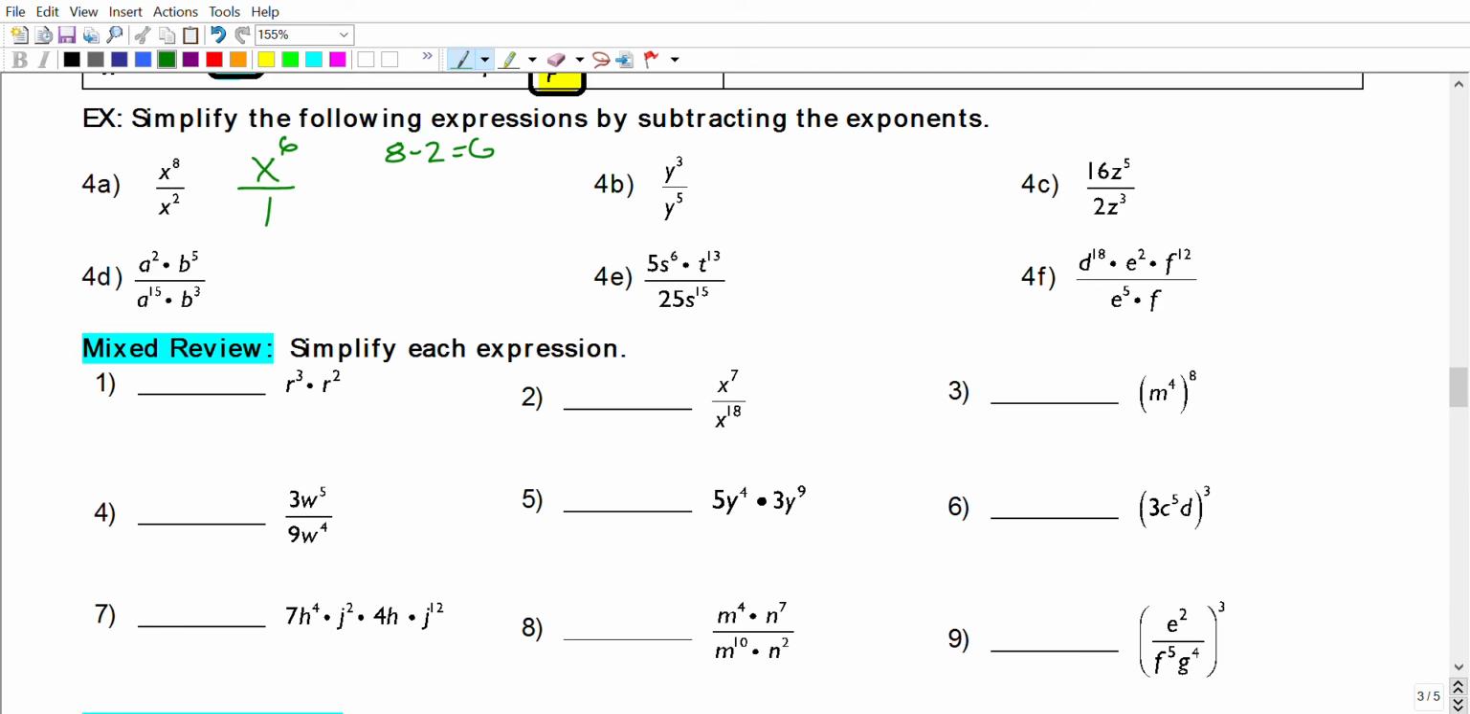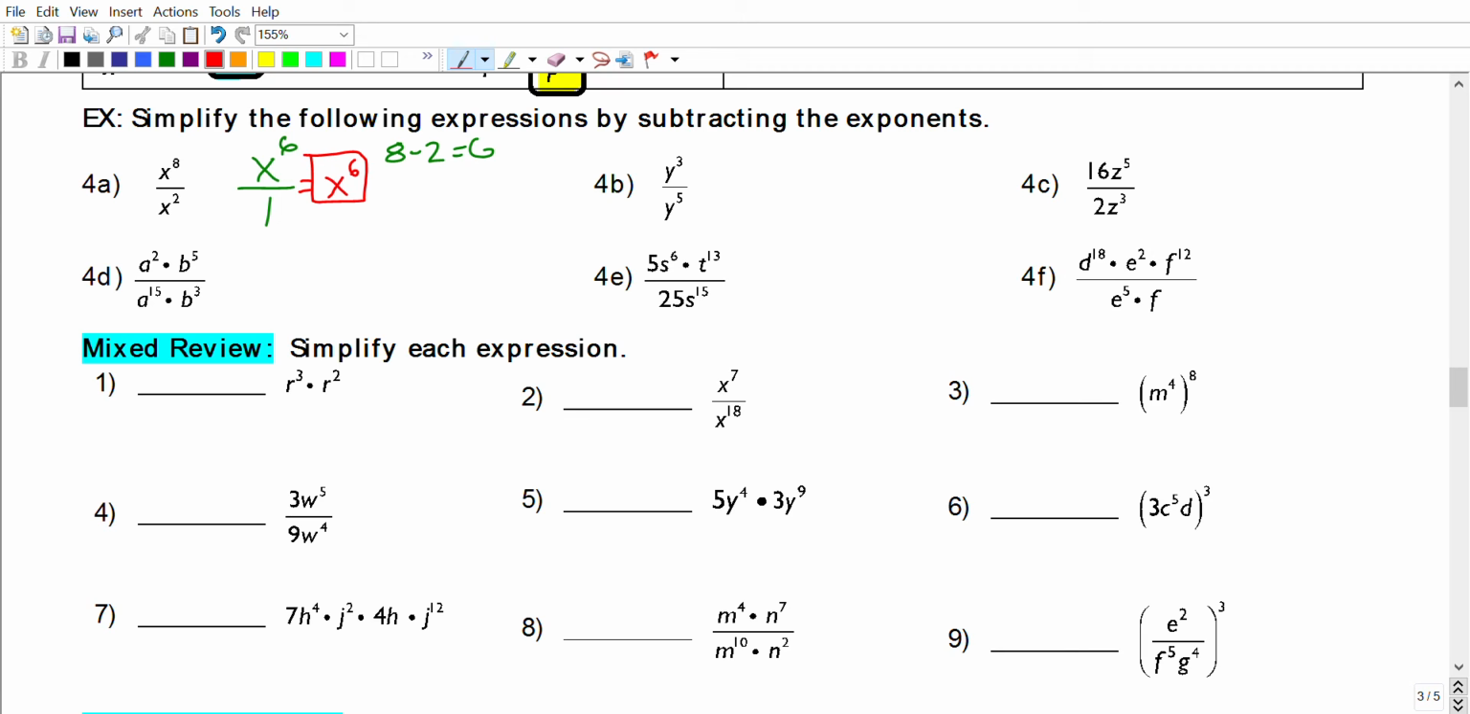Now, this one, if you guys wanted to, and I would recommend it, most of your teachers will tell you to do this, just read it as x to the 6th. That's just telling you that you could put anything over 1, so why don't you just simplify it and put it as x to the 6th?